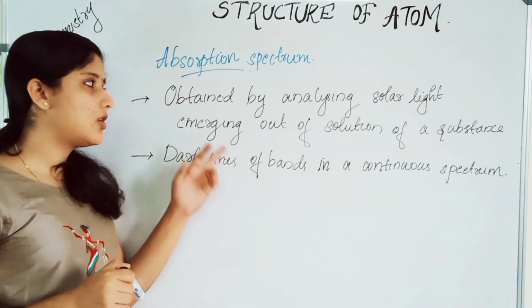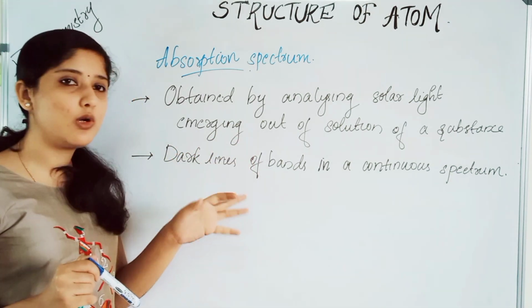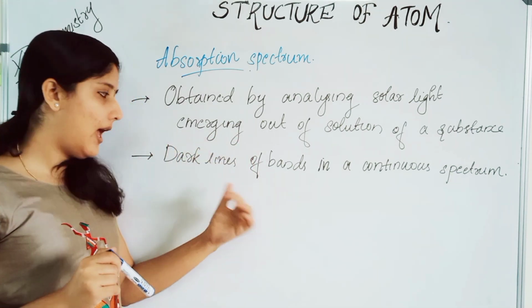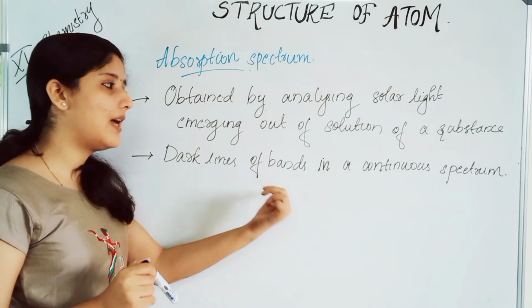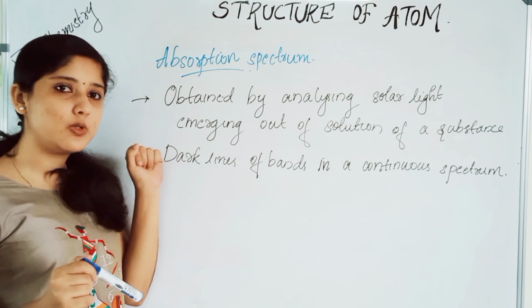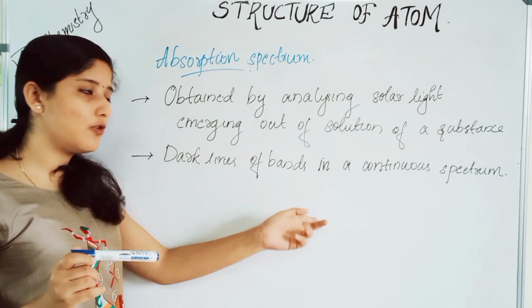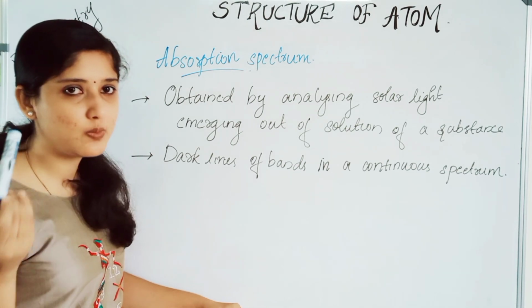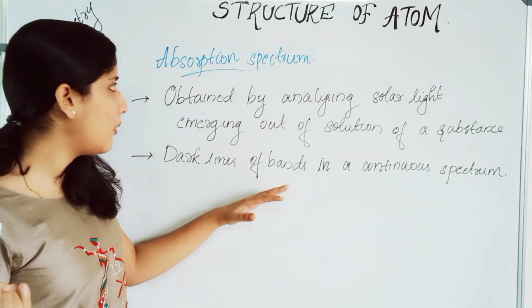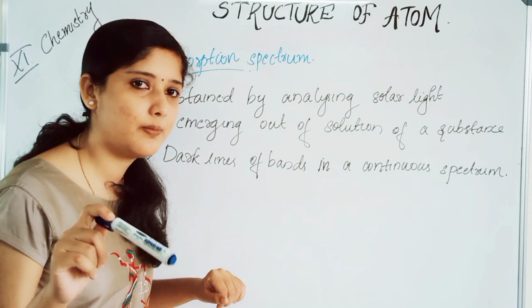Absorption spectrum is obtained by analyzing solar light emerging out of a solution of a substance, and dark lines or bands in a continuous spectrum are the result of the absorption spectrum. Okay, we will obtain dark lines or bands in a continuous spectrum. Note both the points regarding absorption spectra and emission spectra.